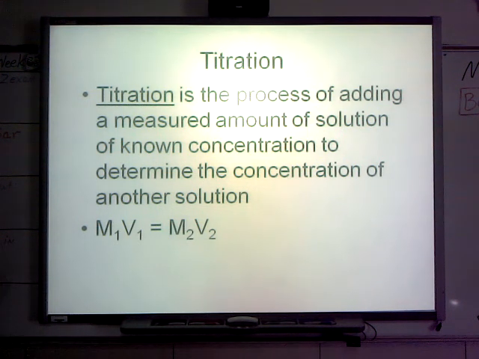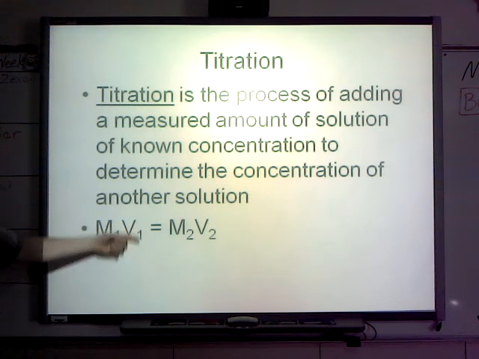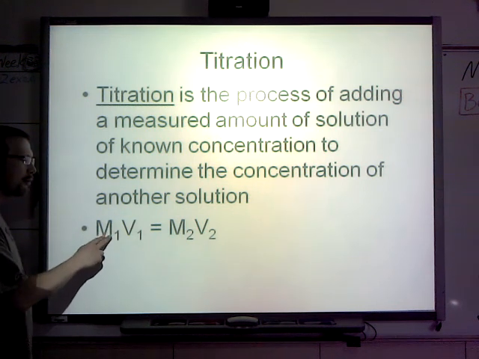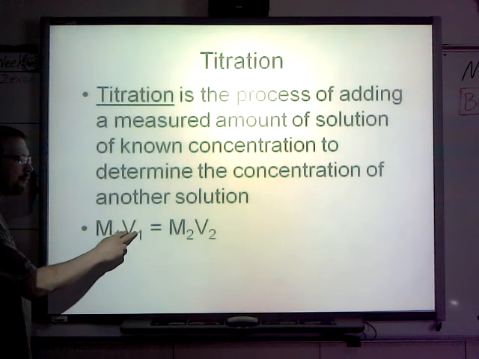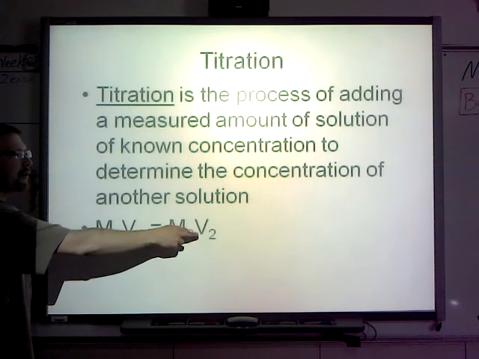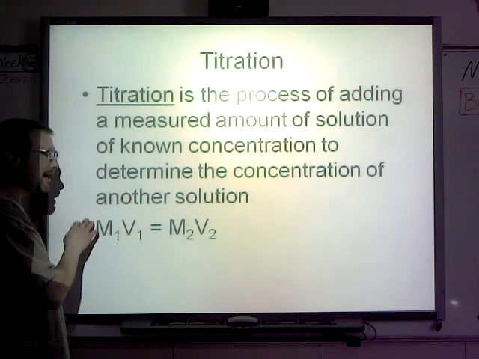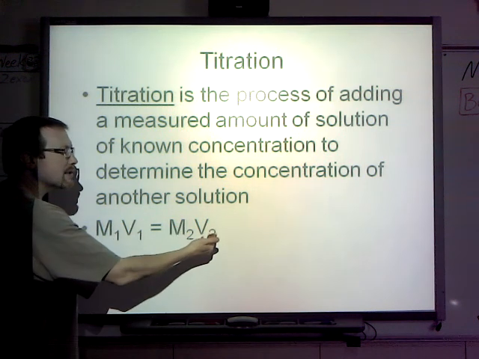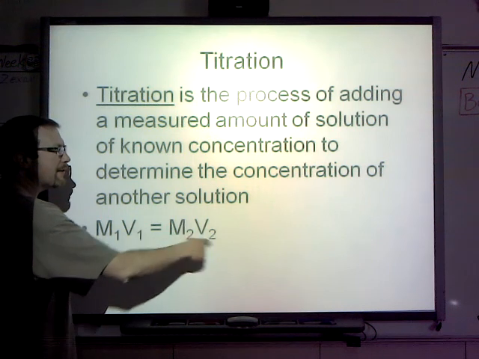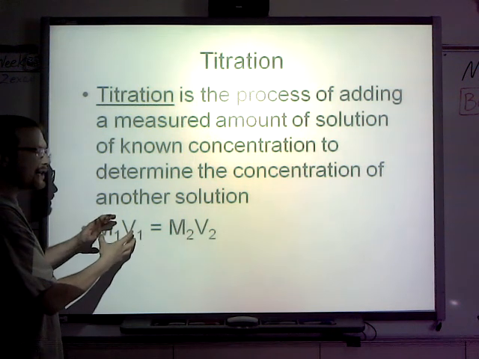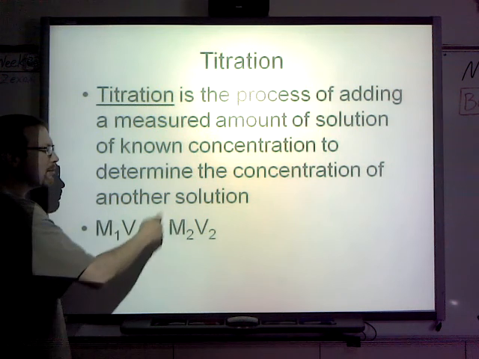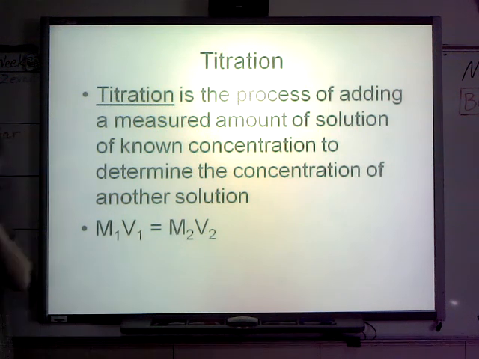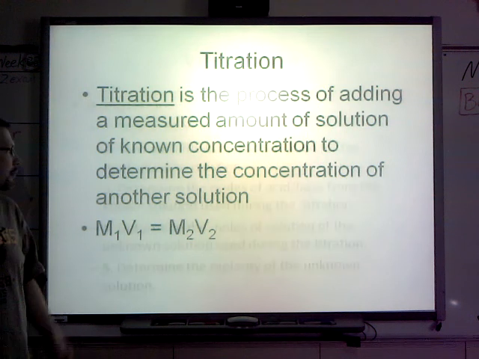So if I've got what I know right here, if I've got a known molar concentration and a known volume, however much volume it took to completely react, I can then know that that molarity times volume is equal to the other substance's molarity times its volume. So if I've got 500 milliliters of my unknown here, and it takes 250 milliliters of this, I can use that to figure out my unknown molarity. Very simple algebra.